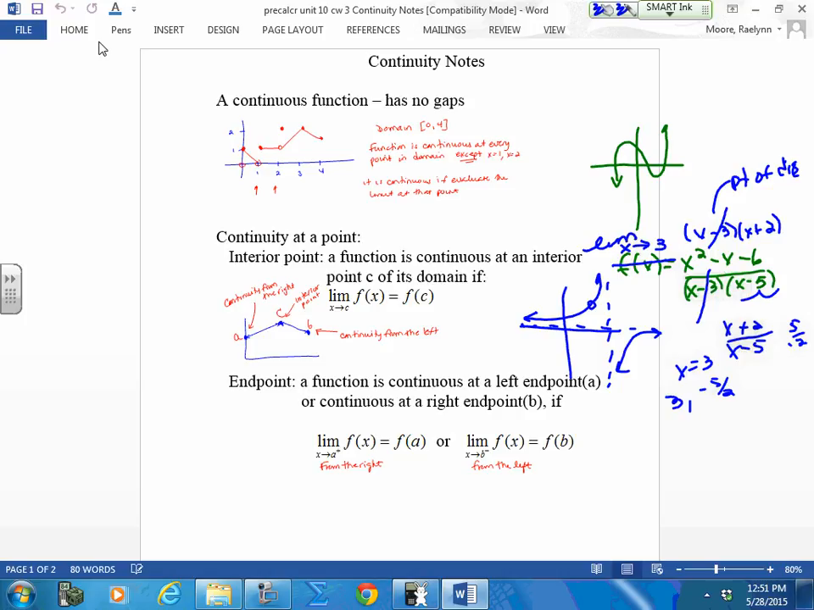Now sometimes my y value exists. It's there. That's my limit. Sometimes my y value doesn't exist at all. I could have a graph that approaches this way and approaches this way, and there's no way they're going to meet in the middle. And then we have something where the limit doesn't exist.